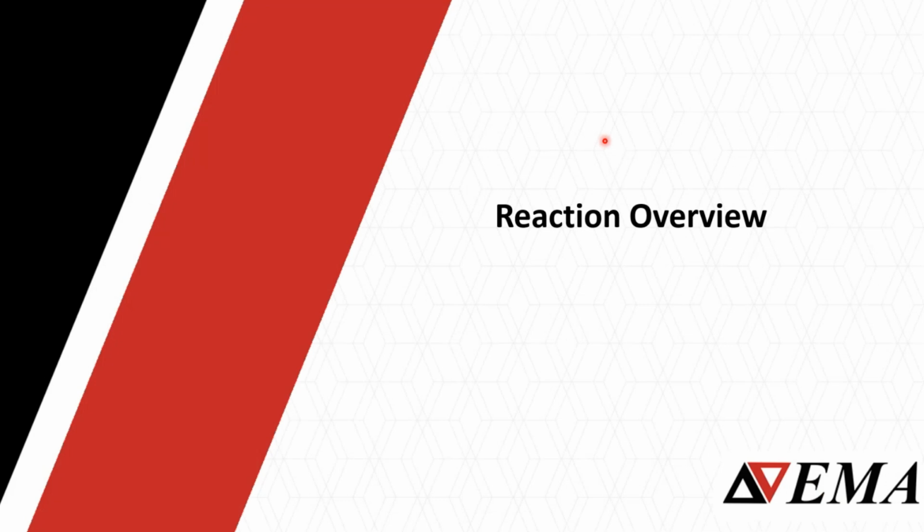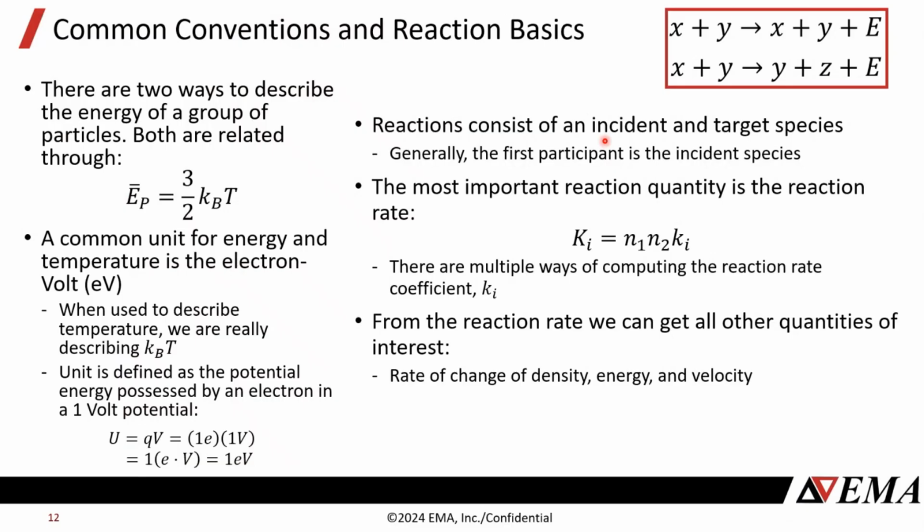And so now we'll start going over our reactions. And so here, starting off with some common conventions and some basic information. Energy is a very important quantity to us when it comes to understanding and characterizing reactions. And there's two different ways you can actually describe the energy of a group of particles, but both are related through this equation here, where we have the average particle energy being equal to 3/2 times Boltzmann constant times the temperature of that group of particles.